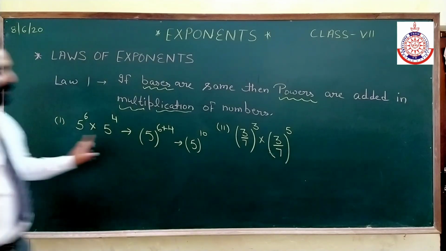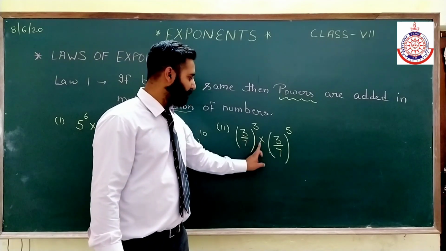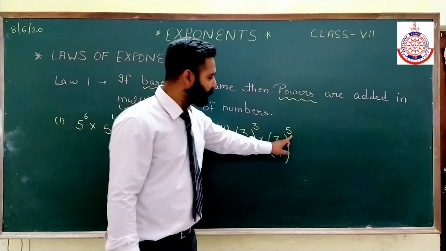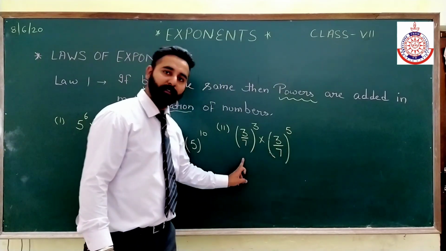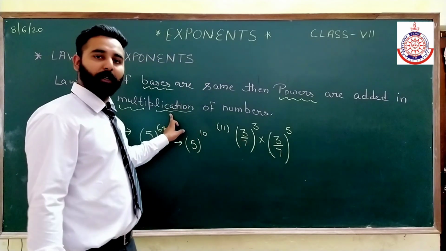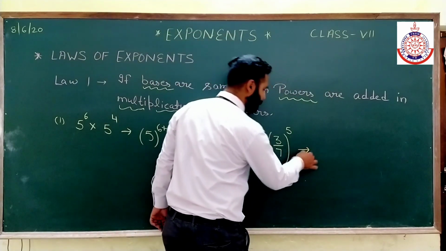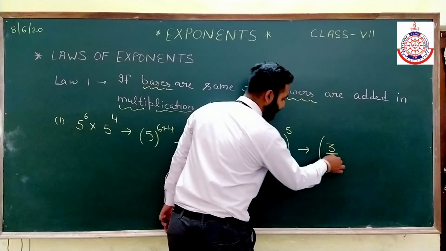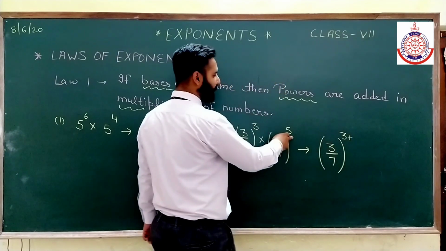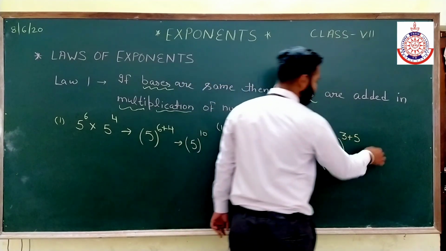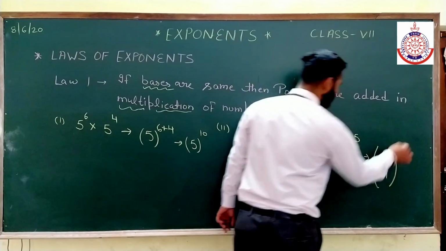Fine. In the next part, we have 3 upon 7 raised to power 3 multiplied by 3 upon 7 raised to power 5. As you can see here, bases are same, 3 upon 7, 3 upon 7. They are in multiplication. So what we have to do? Powers add. So it will become 3 upon 7, first power 3 plus second power 5. So what will it become? 3 upon 7 raised to power 8.